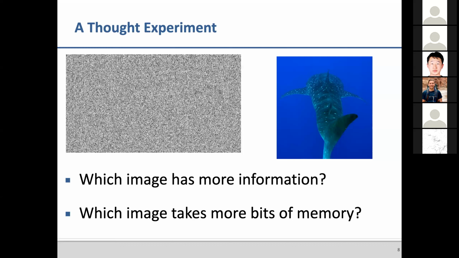Okay, so I see I made a mistake, which I have to own. Assume that both images have the same amount of pixels, okay? So then maybe Harrison. In my opinion, the right image has more information because it's a picture of a whale, so that's information. But the left image is going to take more bits of memory because the right image has a lot of repetition in the pixels, so it's going to be easier to compress. Very good, that is the answer.